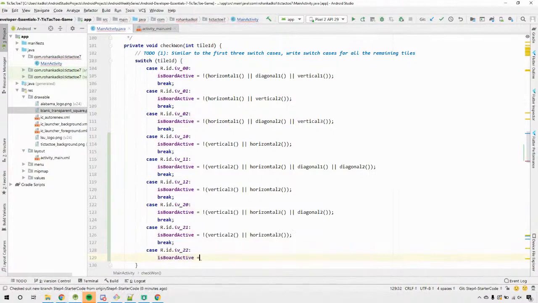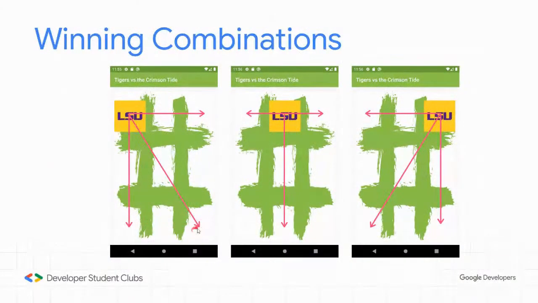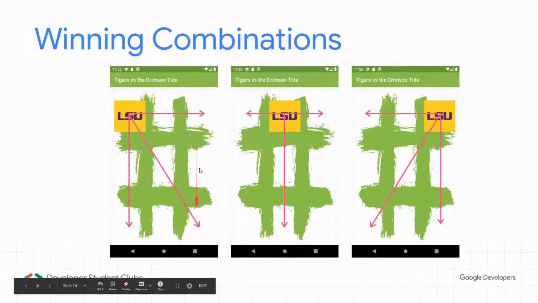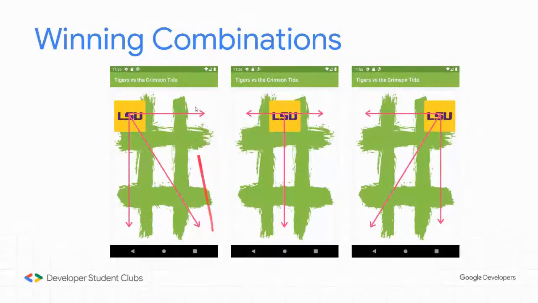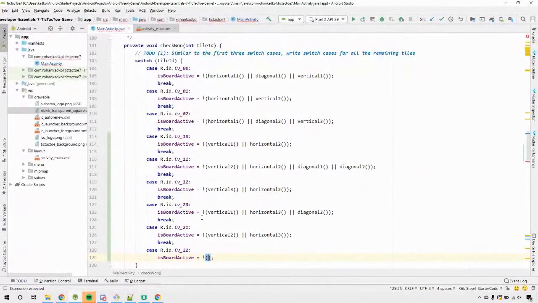Is board active equal to not. That's this one. So this one is vertical 3, horizontal 3, and diagonal 1. So vertical 3, horizontal 3, diagonal 1. I hope you're understanding that. Vertical 3, horizontal 3, diagonal 1.